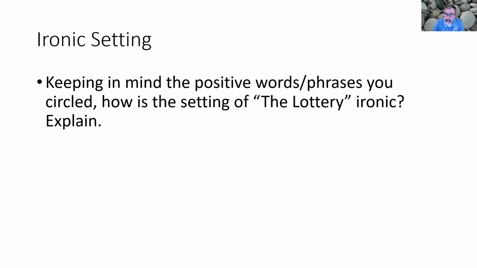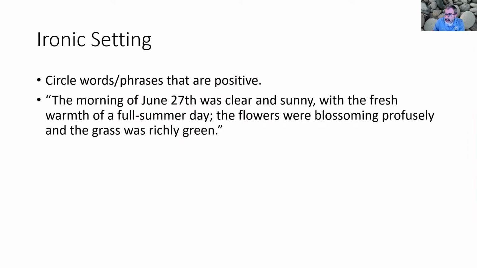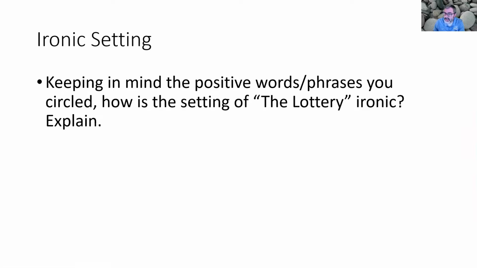Now, what I want you to do is keep in mind the positive words and phrases you cited, circled rather. How is the setting of the lottery ironic? So let's back up here real quick. Likely, you circled words like clear and sunny, fresh warmth, summer day, flowers blossoming. All of this is very positive. So now my question is, how is the setting that has been described ironic in the lottery?